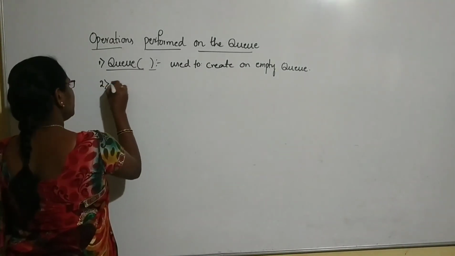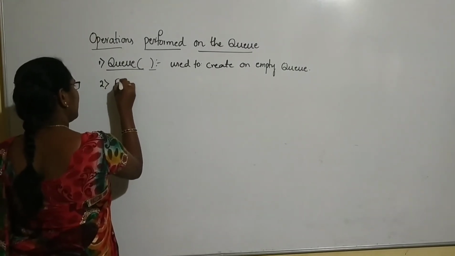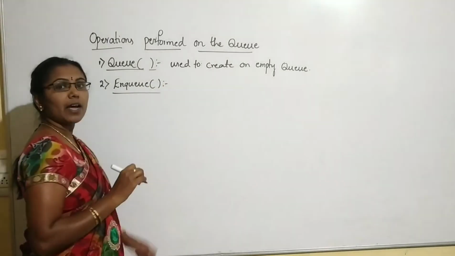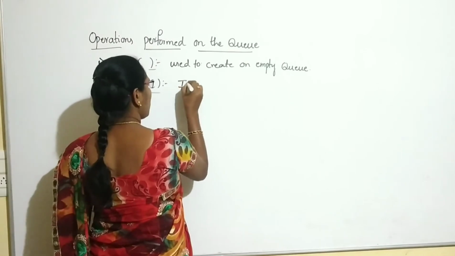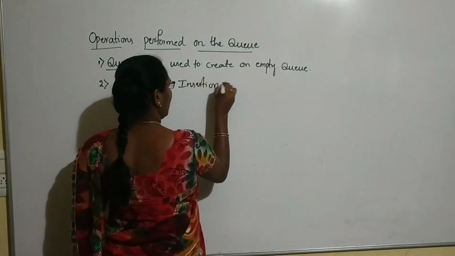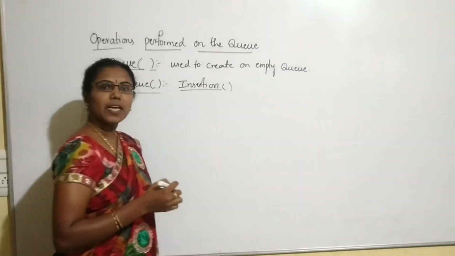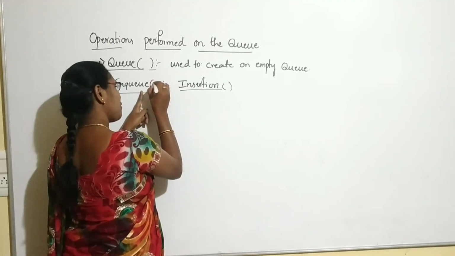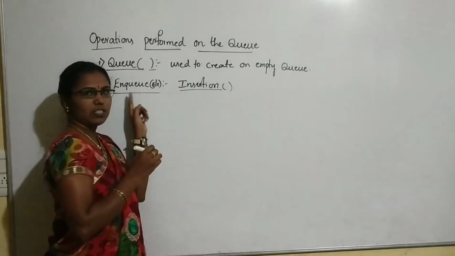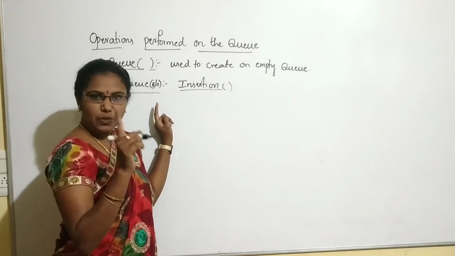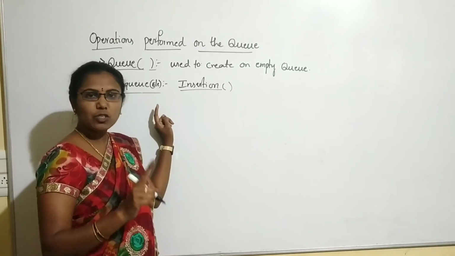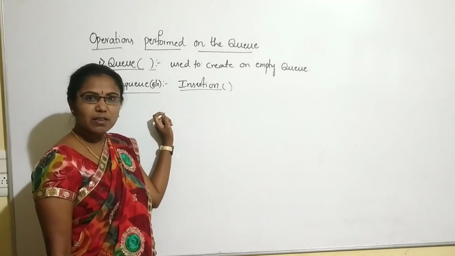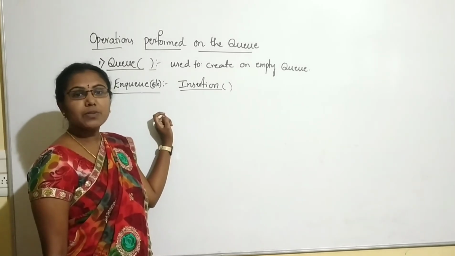The second operation is the NQ operation. NQ operation is also called the insertion operation. This operation requires one argument. It is used to insert an element into the queue using the rear end.